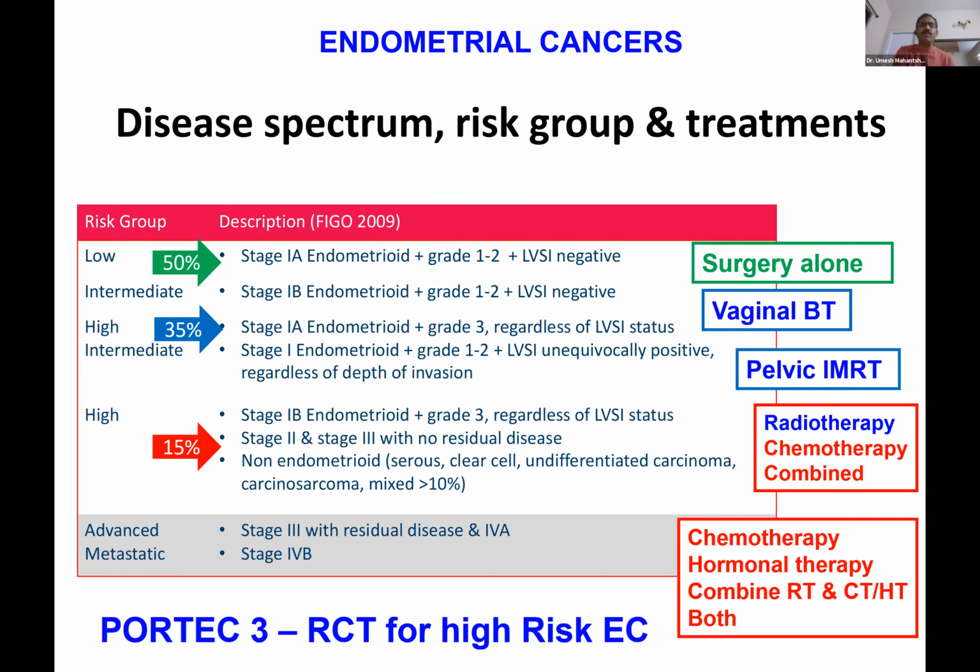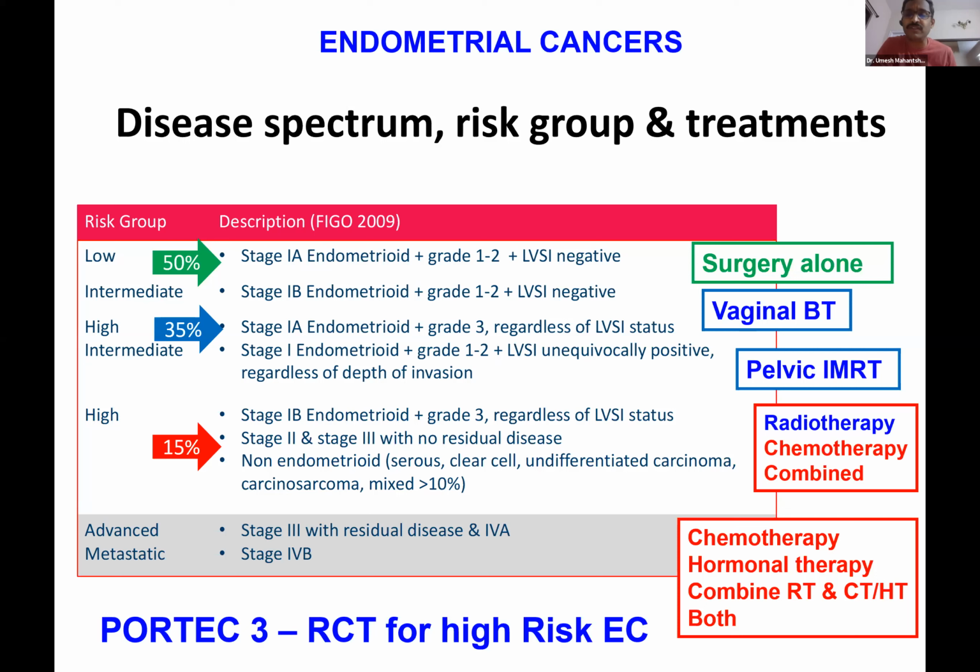To set the ball rolling, this is a slide which summarizes, as of today, the consensus and recommendations for various stages of endometrial cancer after adequate surgery. What is shown on the left is the risk stratification according to ESMO, ESTRO, and ESGO. On the right are various stage and other factors which are utilized to classify them into various risk groups, and on the right extreme are the treatments which are more or less standard of care as of today.